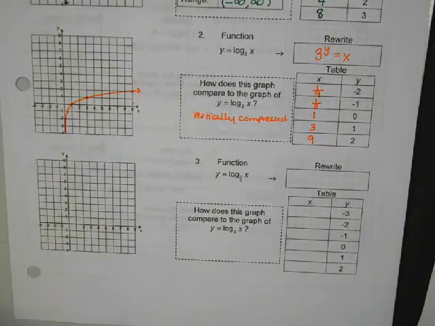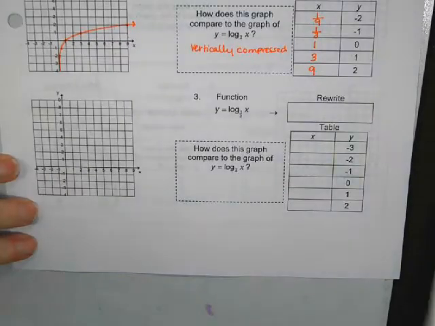Now, I say that, but that wasn't caused by a transformation. It was caused by the difference in the base. So it is a little vertically compressed compared to the one above it, but it's not a vertical compression that caused that. It's because the base is different. Okay, so now we have another one.